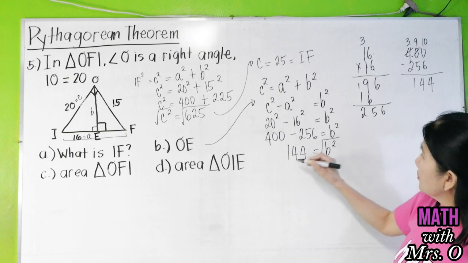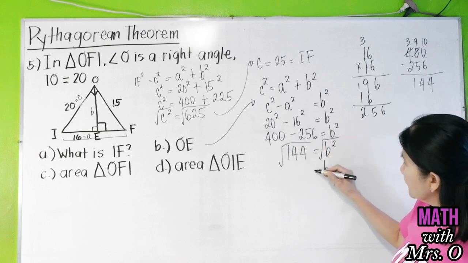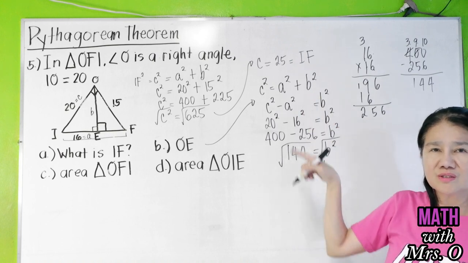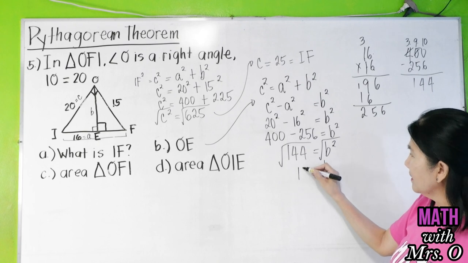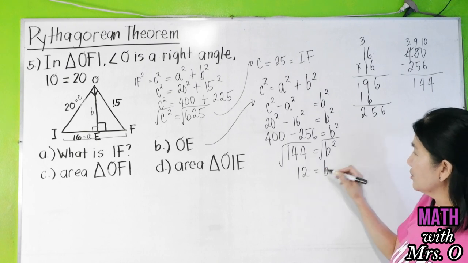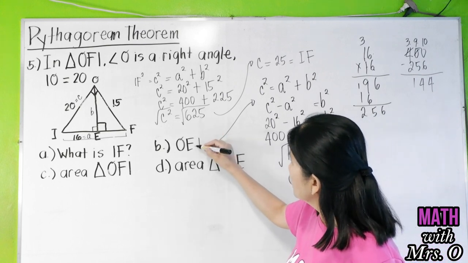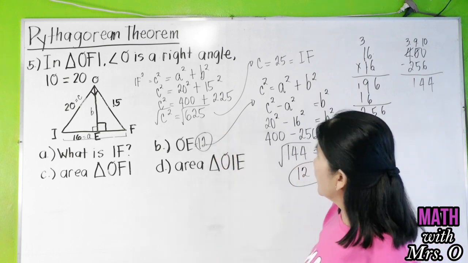And take the square root of both sides. What is B? The number 144 already appeared there so many times. It is 12 squared, so B is equal to 12. So OE is equal to 12. That's the answer.